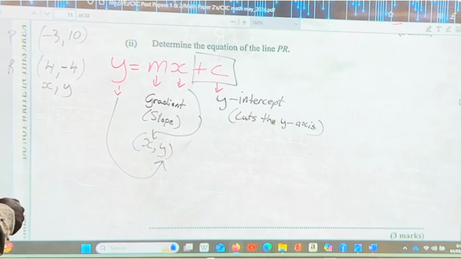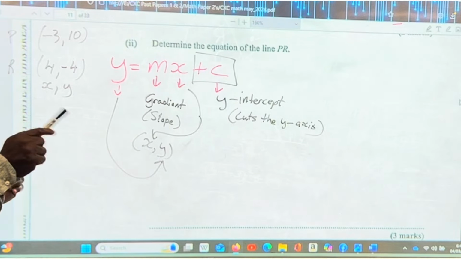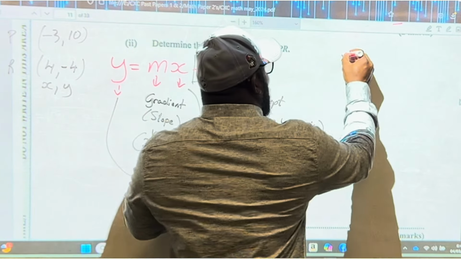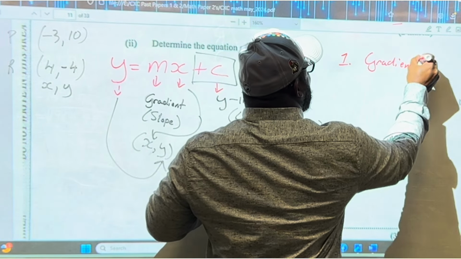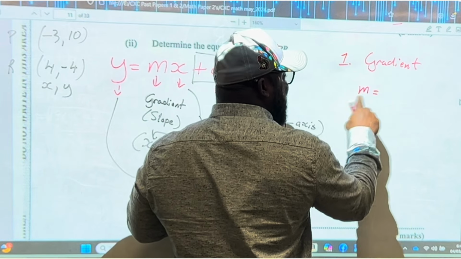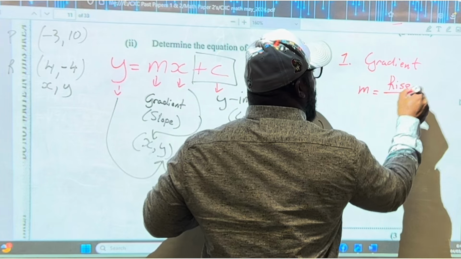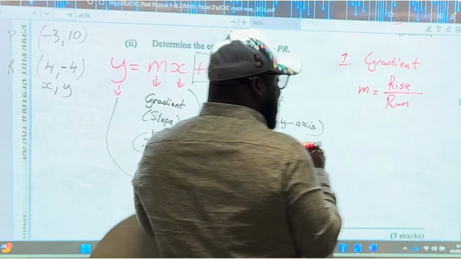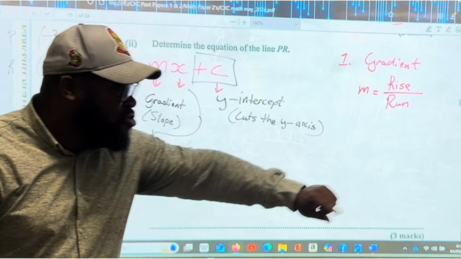Right. Now, the first thing you always look for when you get this is the gradient. The gradient has a formula. It's a small m. Rise over run. In other words, how high are you going while walking across?